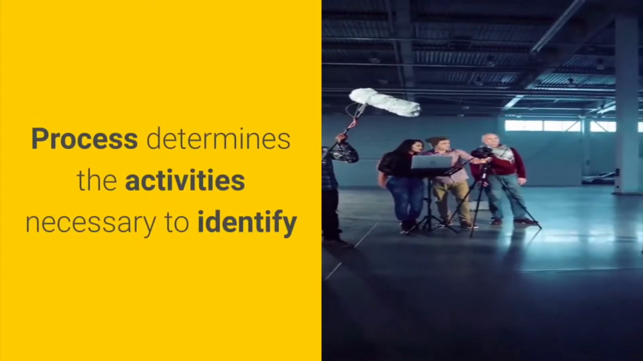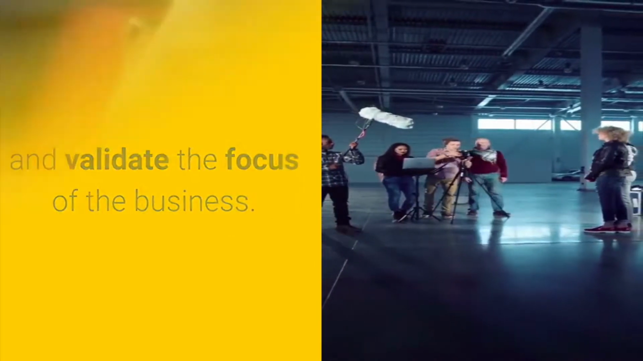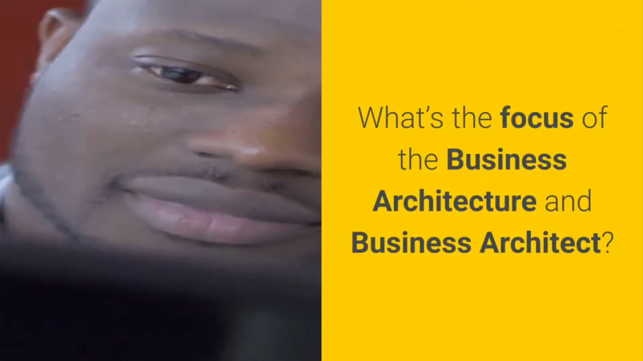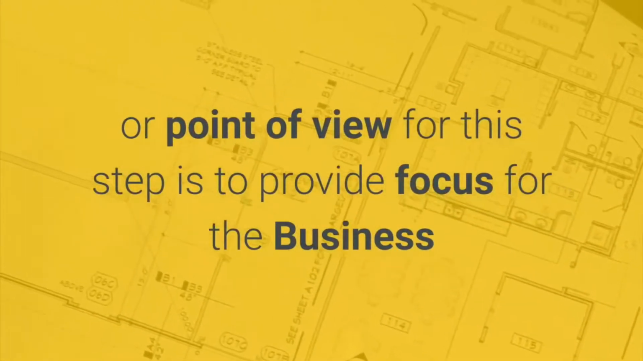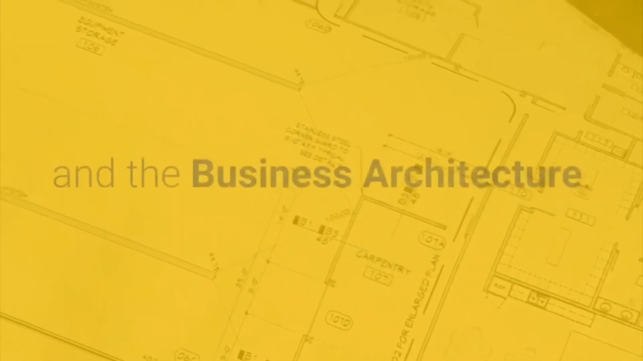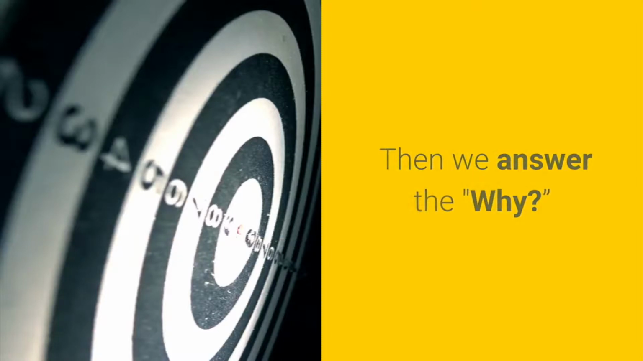Let's discuss them now. Process. Process determines the activities necessary to identify and validate the focus for the business. What's the focus of the business architecture and business architect? Perspective. Next is perspective or point of view. The perspective for this step is to provide the focus for the business and business architecture.